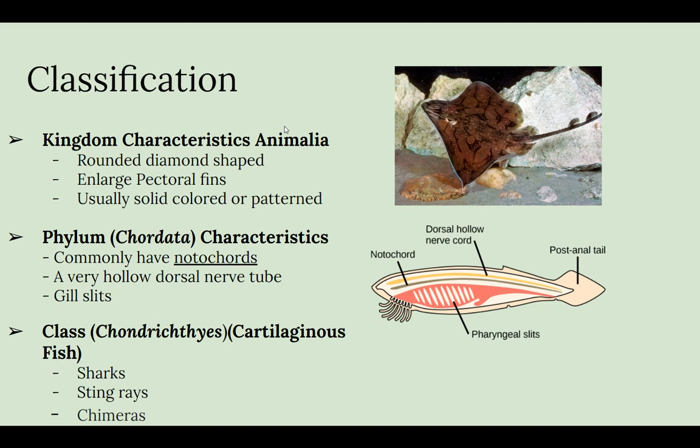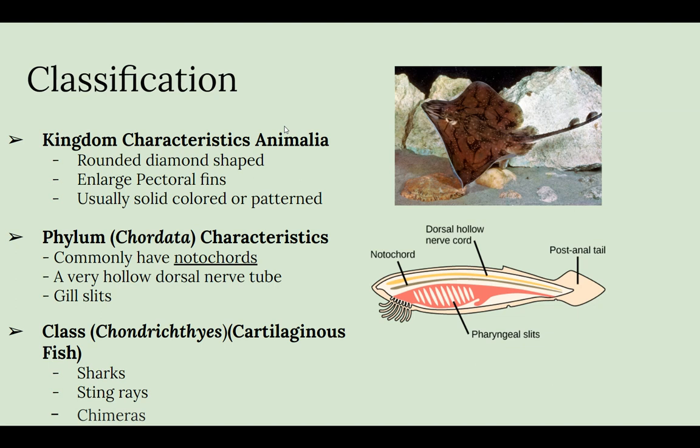The phylum characteristics, like I said, include commonly having notochords. A notochord is a structure that has essential roles in vertebrate development, and notochords usually have a midline signal and major skeletal development. And a hollow dorsal nerve cord, which is the skate's nervous system below the notochord, as you can see in the diagram. And gill slits are usually present on both sides of the skate.